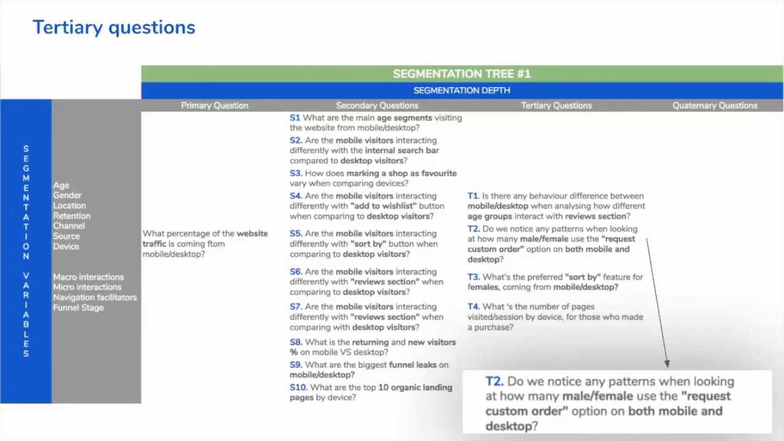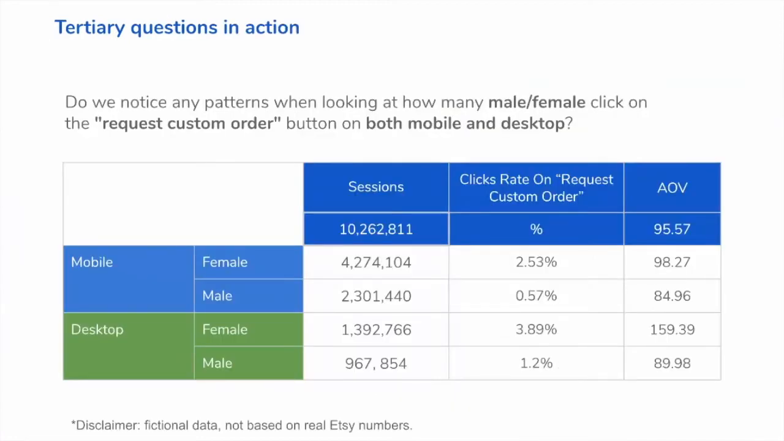Going ahead, we add a third variable to the mix, and we want to find out if there are any patterns when looking at how male versus female uses certain website features like request custom orders, and we also want to compare the mobile versus desktop segments. So we'll get this data, and we can obviously see that especially male coming from mobile are almost not using at all this website feature.